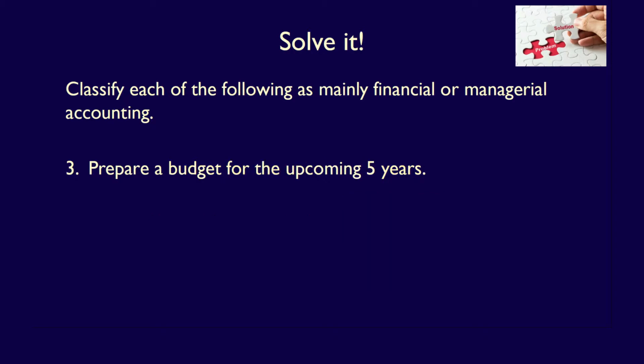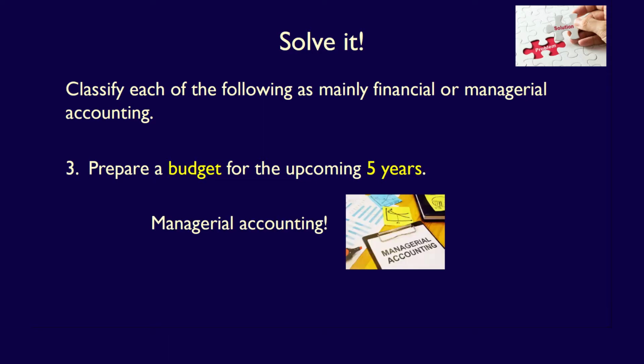Number 3, prepare a budget for the upcoming 5 years. And we're back to the wording providing the answer. Budgets are all about predicting the future, and then it says 5 years. This is managerial accounting because it focuses on internal users, such as managers. Budgets are used to motivate managers and to provide them with relevant information for future decision making.